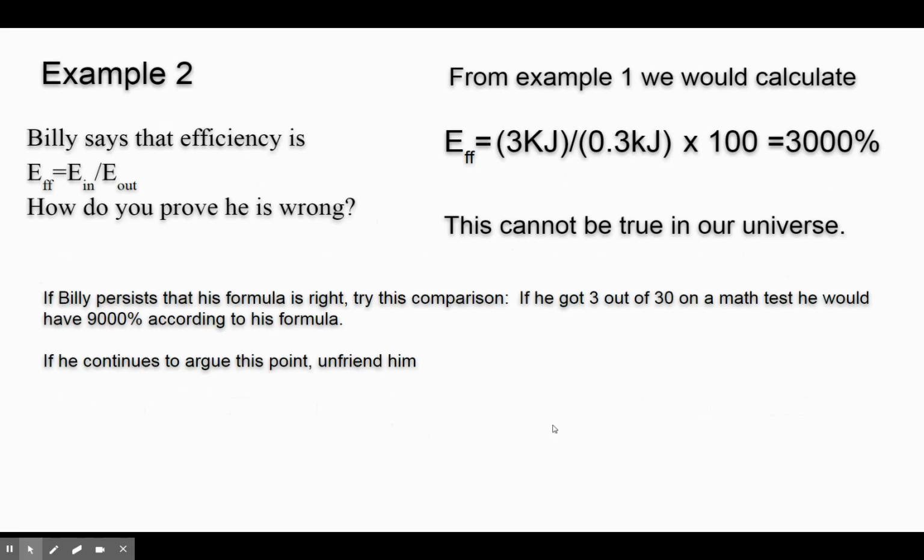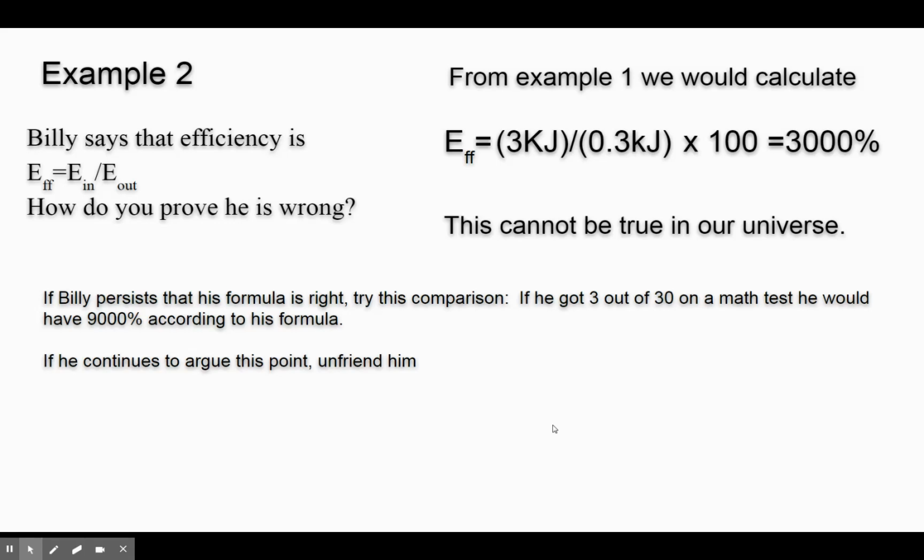Now, let's say you have that stupid friend that always thinks they're right, and Billy, he says the efficiency is energy in over energy out. How can you prove he's wrong? Well, if you did it upside down, you get 3 kilojoules over 0.3. That's 3,000%. You can't have 3,000% efficiency in our universe. Even the Marvel universe doesn't push the envelope that far.